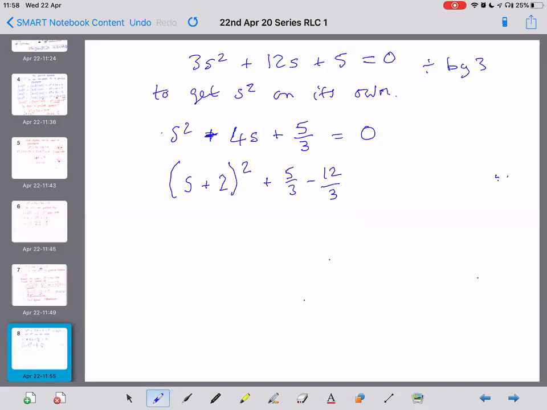Everybody following or not? You'd end up with minus 7/3 equals 0. So finally we have s plus 2 all squared, minus 7 over 3, equals 0.